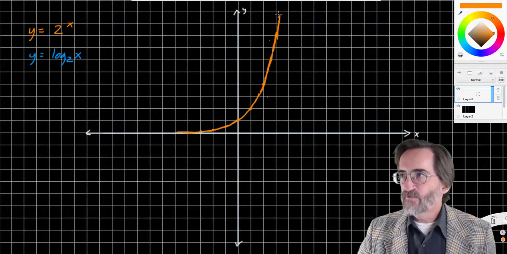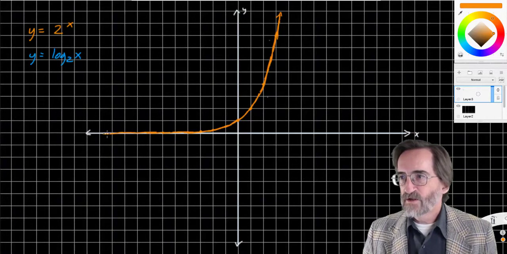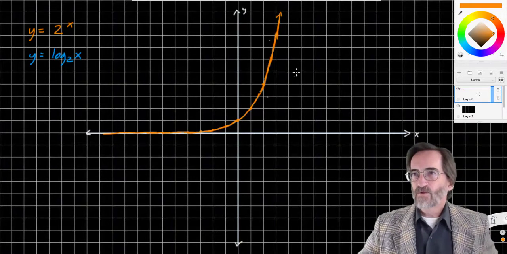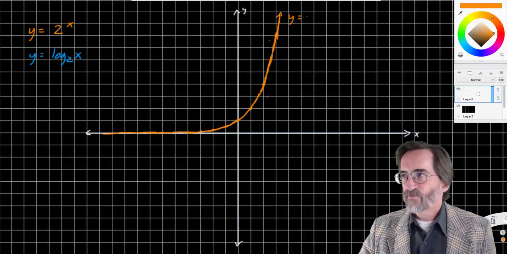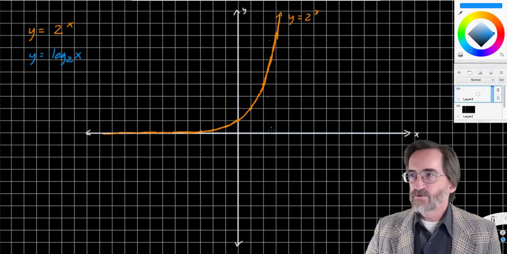It gets steeper the further you go to the right, and the further you go to the left, the flatter it gets. Okay? So y equals 2 to the x. All right, now let's graph y equals log base 2 of x.